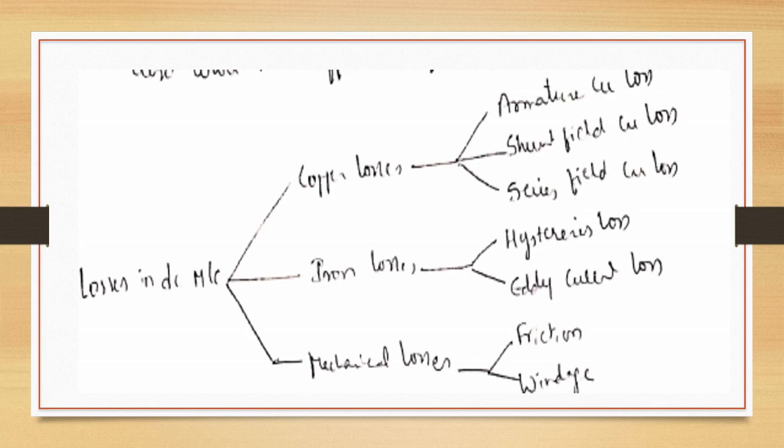Copper losses are again of three types: armature copper loss, shunt field copper loss, series field copper loss. Iron losses are of two types, hysteresis and eddy current losses. Mechanical losses are of two types, friction and windage losses. Okay, now we are going to see in detail what exactly each loss is, and what is the formula related with these losses. Okay.